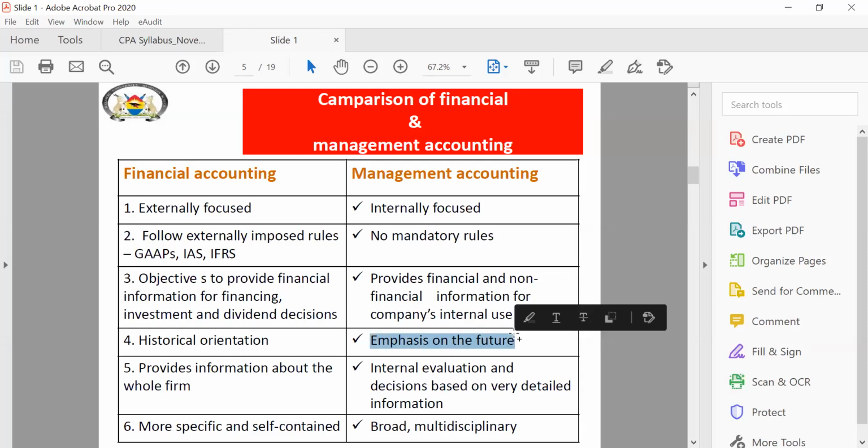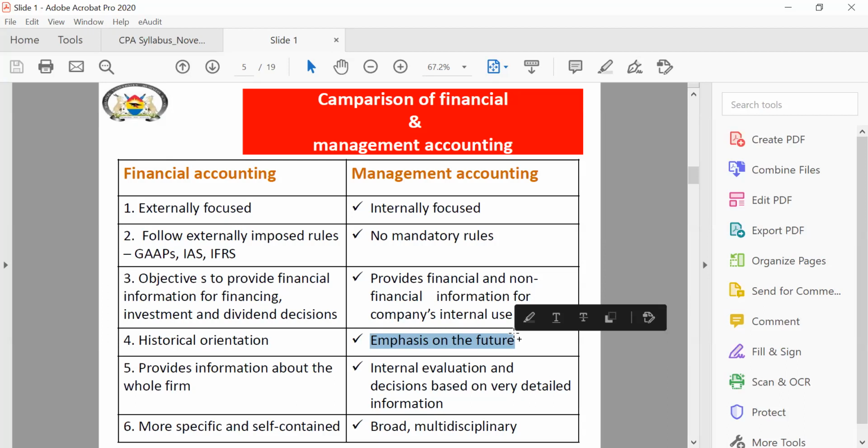Now, that is totally different when it comes to management accounting. Management accounting is looking at the future. Why? Because management is to make decisions. And these decisions, their impact is in the future. It's not in the past. It is in the future. So that is how you distinguish between the two. And you see what I'm providing to you here. The examiner can set this exactly and say, explain the differences between financial accounting and management accounting. And it says 10 marks. And then you have to go through each of these factors and differentiate between the two concepts.